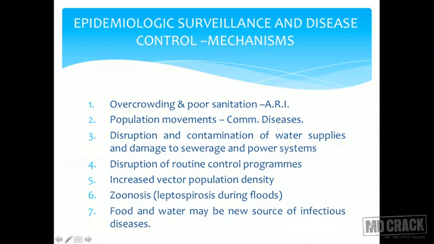Disruption and contamination of water supplies and damage to sewerage and power systems. So there are power outages, sewerage systems are disrupted, and so are water supplies. Many times when reconnections are done, a few of the sewerage pipes can get reattached with the water supply, and the water supply gets contaminated directly with the sewage. This can happen and can lead to very big epidemics.